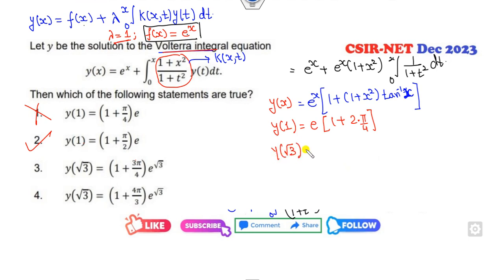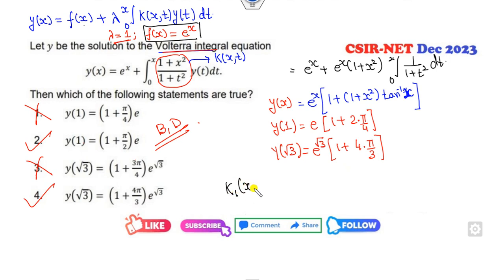y of root 3. So e to the root 3 into 1 plus 3, that is 4. Tan inverse of root 3 is 60 degrees, pi by 3. So 1 plus 4 pi by 3 is the right answer. B and D are the correct answers. Fine. Always remember my shortcut tricks. You can get your answer in a reasonable time. There is no need to find the resolvent kernel in the long way. Once the two properties I told you are satisfied, you can write the resolvent kernel directly.